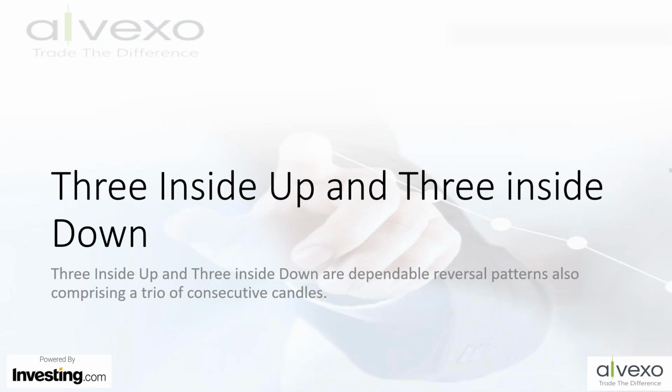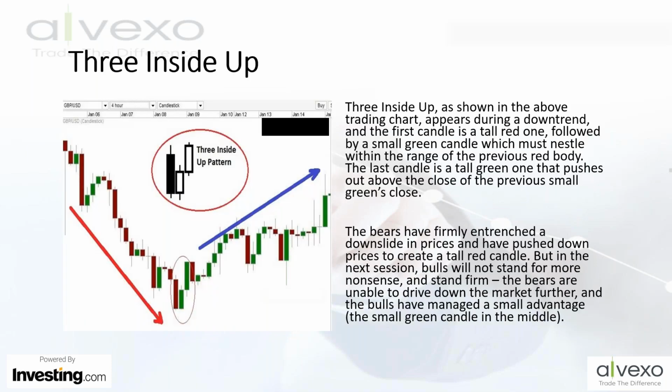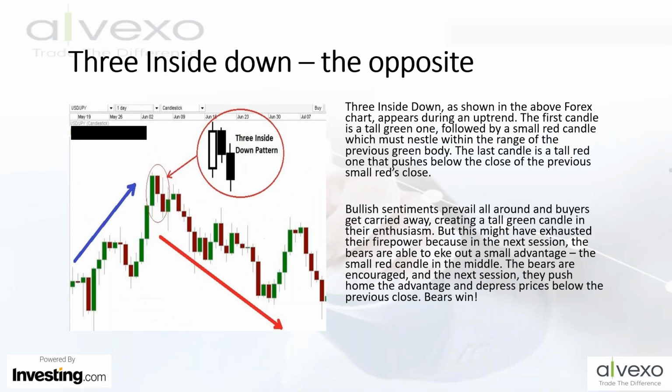Now, 3 inside up and 3 inside down are like the morning and evening star. They're a little bit more complex because you have to know exact patterns of the candles.